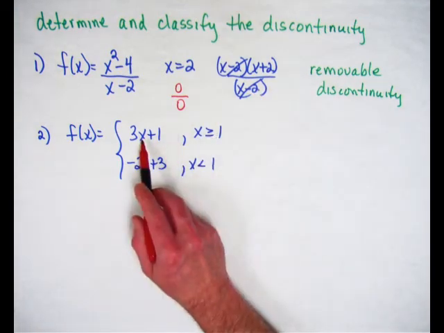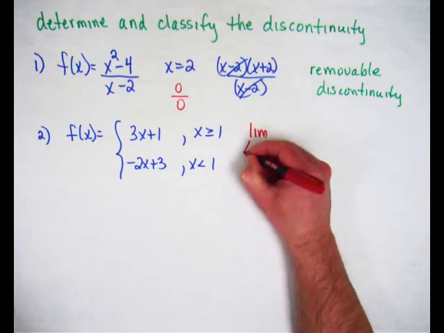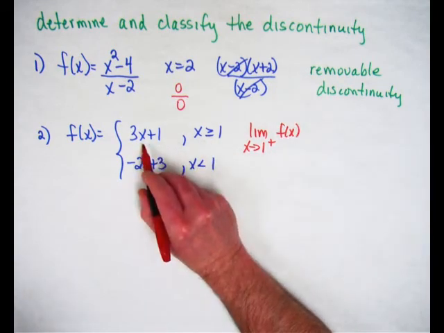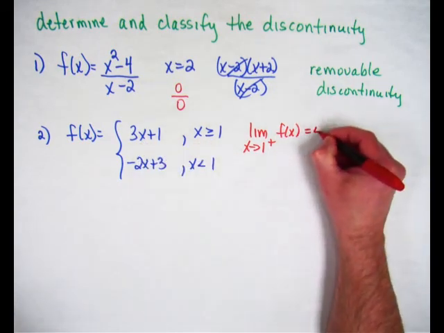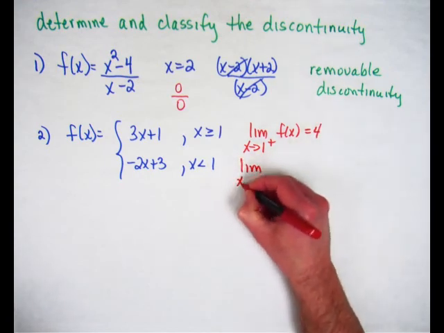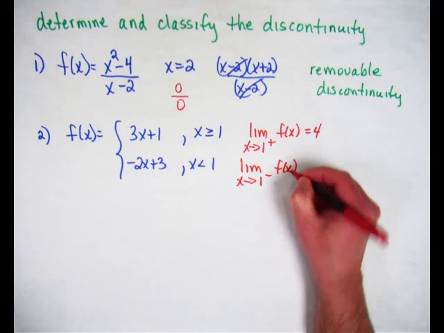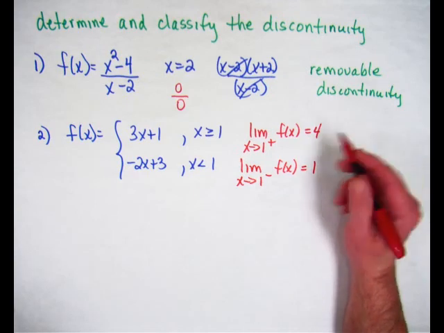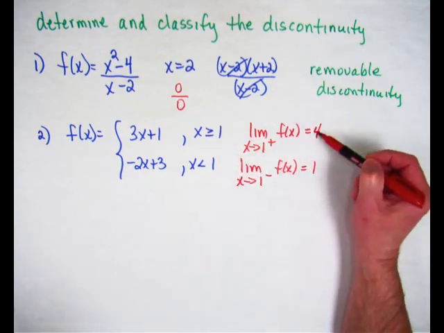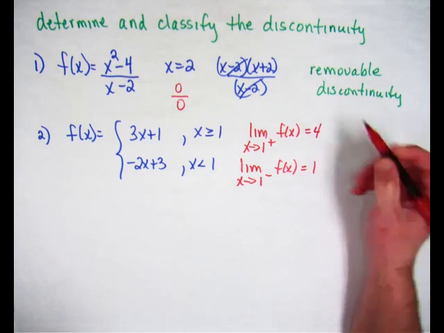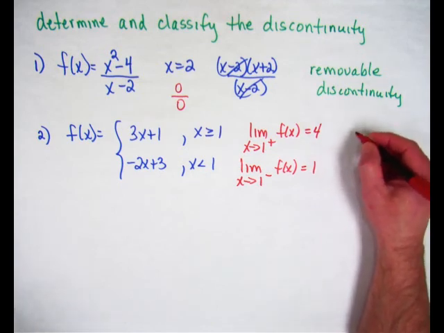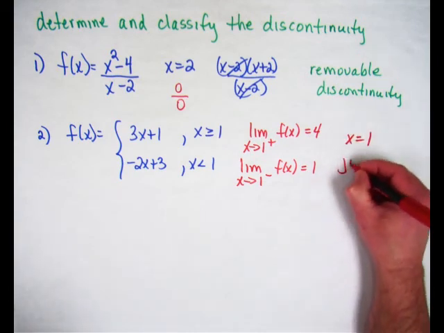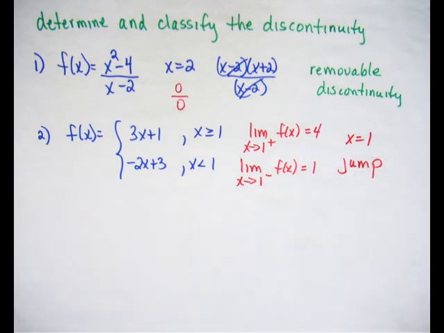If we plug 1 into this function, in other words, if we take the limit, what's the limit as x approaches 1 from the right of this function? Well, from the right, it's behaving like 3x plus 1. So we're going to get 3 plus 1 is 4. If we ask ourselves what's the limit as x approaches 1 from the left of this function, we'd have to plug the 1 into here, and we'd end up getting 1. The two graphs are missing each other. At x equals 1, one of them is approaching 4, one of them is approaching 1. So there's a jump. So what we have here is a jump discontinuity at x equals 1. So we would say it's discontinuous at x equals 1, and we would classify it as a jump discontinuity.